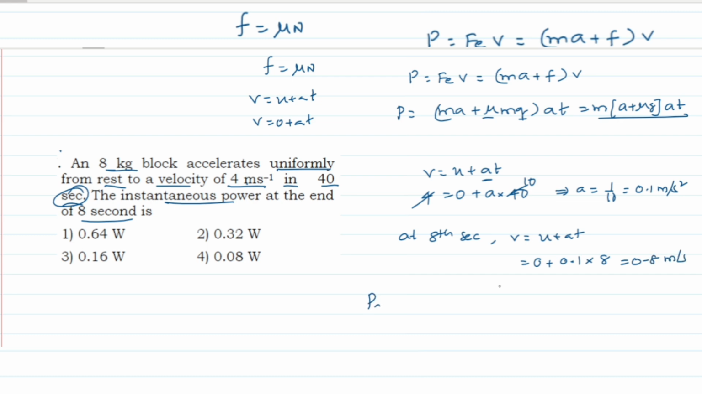So the instantaneous power formula is F into V, and force is m into a, so power is m into a into V, which is nothing but mass 8 kg into acceleration 0.1 meter per second square into velocity 0.8. So if you substitute, 8 into 8 are 64, and the power value will be 0.64 watts.